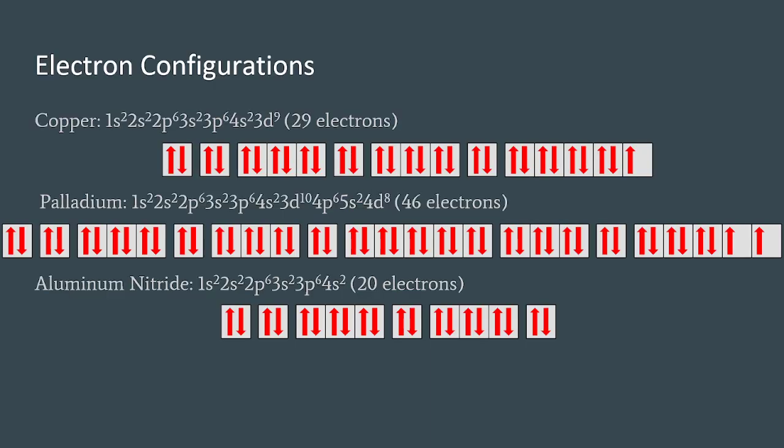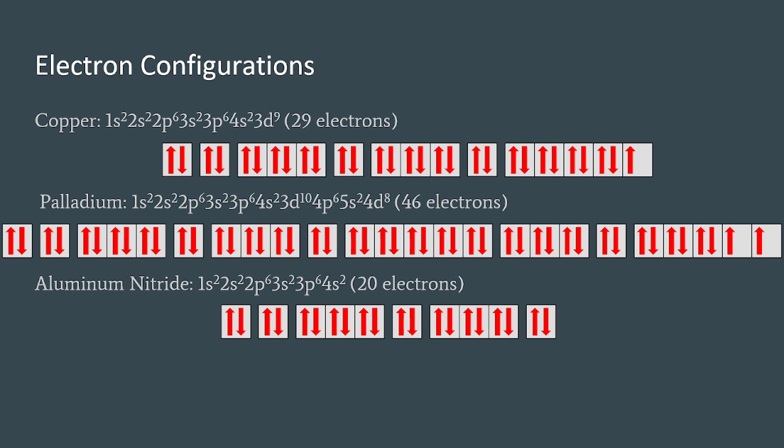So question 1 of Assignment 4 asked us to look at the electron configurations for our metals and our semiconductor. Our first metal was copper, which has 29 electrons. So its electron configuration is 1s2, 2s2, 2p6, 3s2, 3p6, 4s2, 3d9.